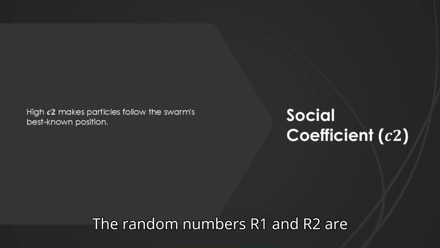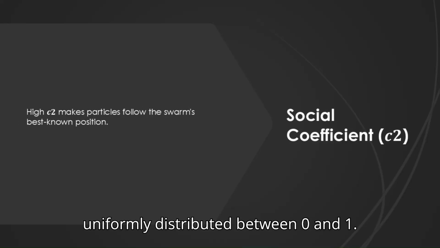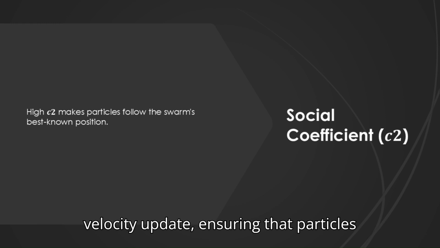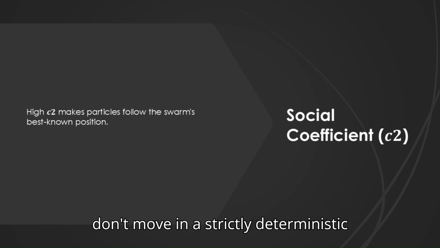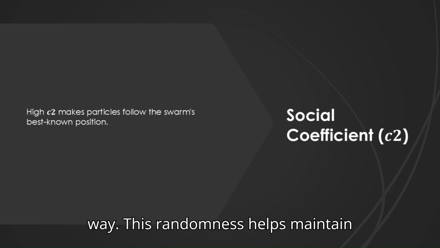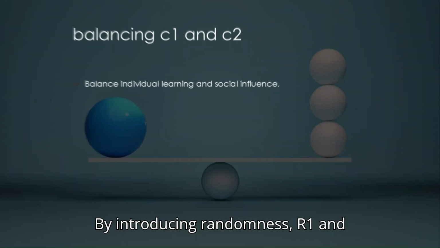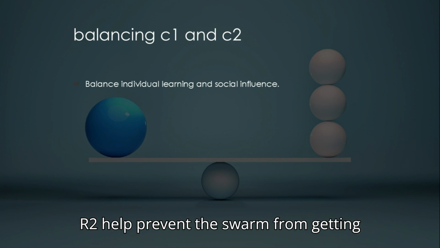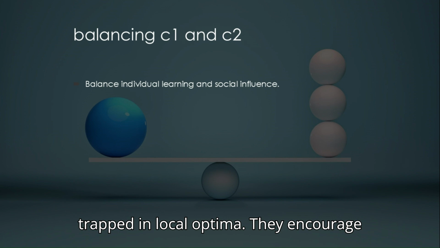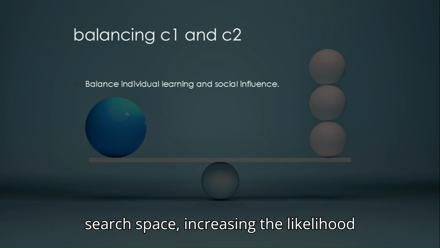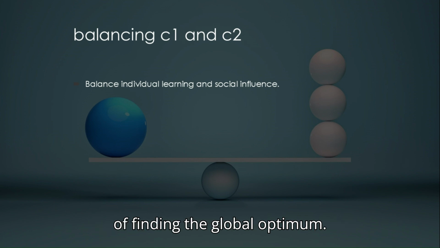The random numbers R1 and R2 are uniformly distributed between 0 and 1. They introduce stochasticity into the velocity update, ensuring that particles don't move in a strictly deterministic way. This randomness helps maintain diversity in the swarm's search patterns. By introducing randomness, R1 and R2 help prevent the swarm from getting trapped in local optima. They encourage particles to explore new areas of the search space, increasing the likelihood of finding the global optimum.